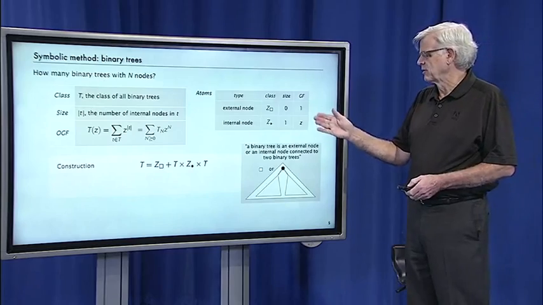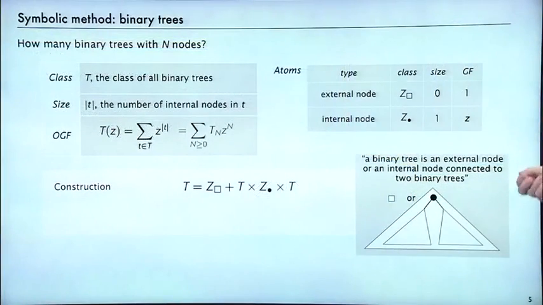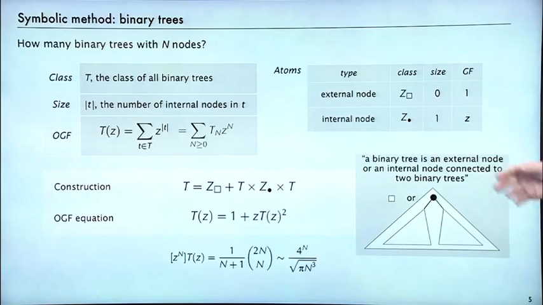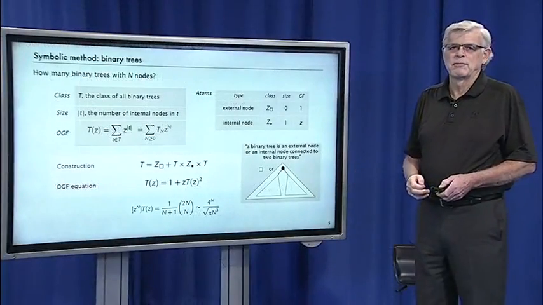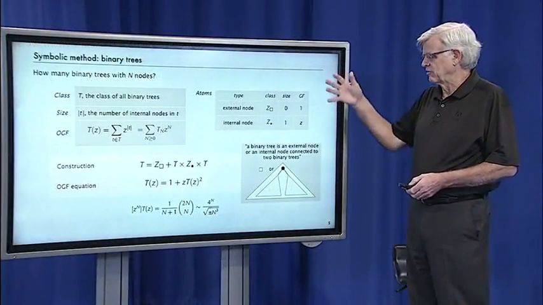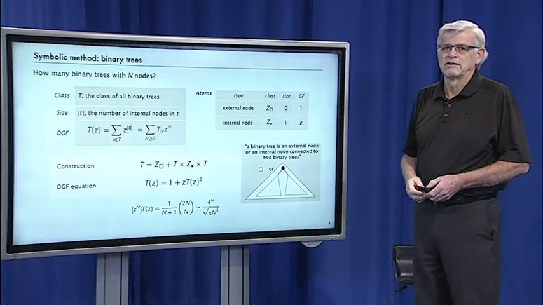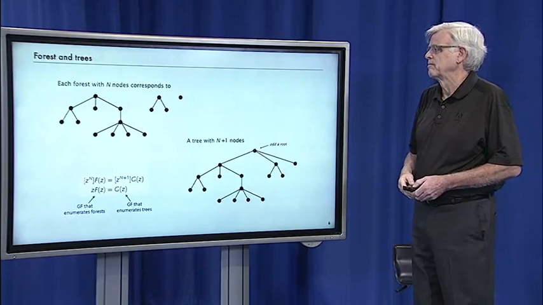And then we have a combinatorial construction that is a mathematical representation of our explicit definition of what we mean by a binary tree. And then our basic transfer theorem translates that construction immediately into an equation on the generating function, which then we can solve and get asymptotic estimates of the coefficients. So that's just a quick review of the symbolic method for binary trees, just to set the context for different problems that we're going to do in this lecture.